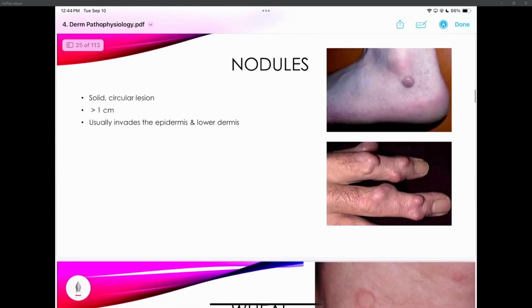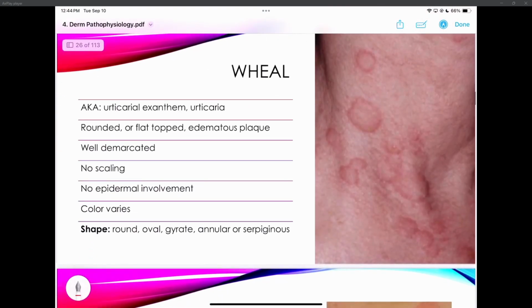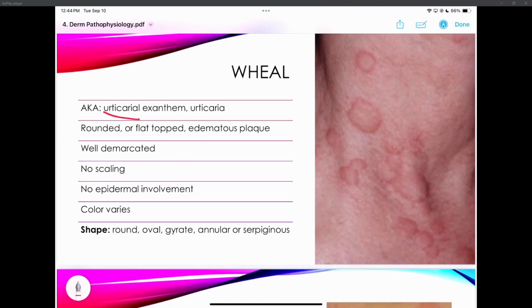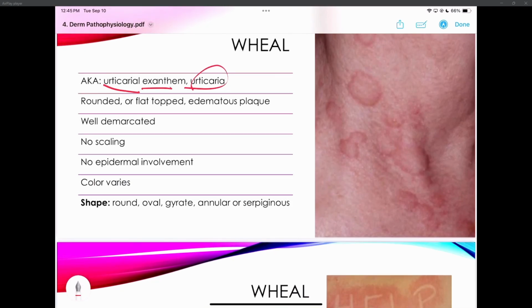Nodules, solid circular lesion greater than 1 centimeter, and these usually invade the epidermis and the lower dermis as well. So these are nodules. These are wheals, okay, also known as urticarial exanthem or just plain urticaria. Again, allergic reaction causes these wheals to form. Round, flat-topped, edematous, so they're going to be redder than the skin around it. Well demarcated, so you have nice borders. You can see how you have a nice border around the entire wheal. That's the demarcation.